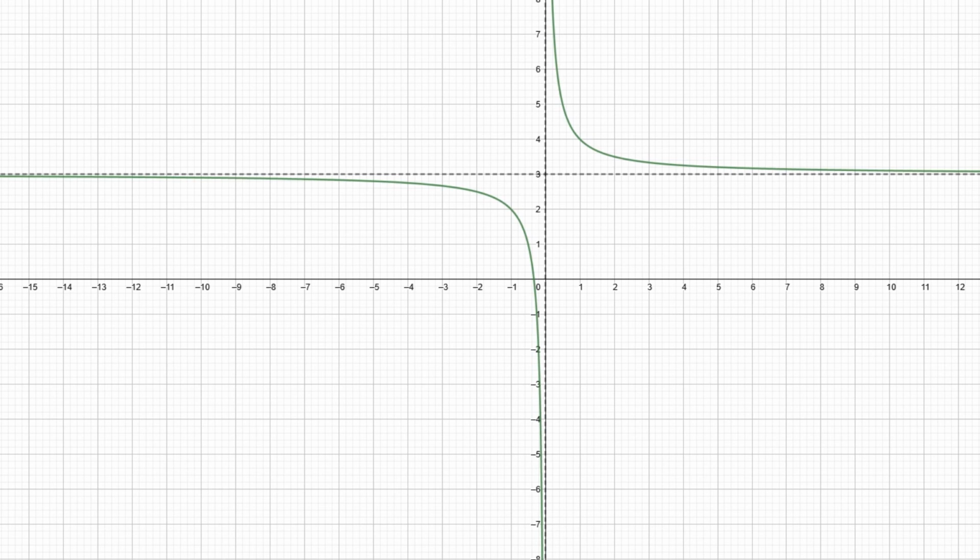If I were drawing this freehand, I would begin by just drawing the translated asymptote. So I know that I have asymptotes of the y-axis and the line y equals 3 to draw my curve around.